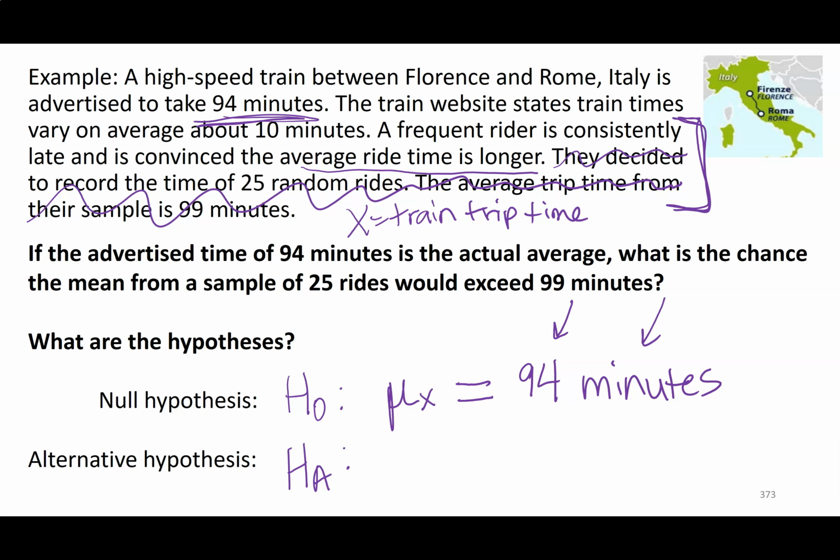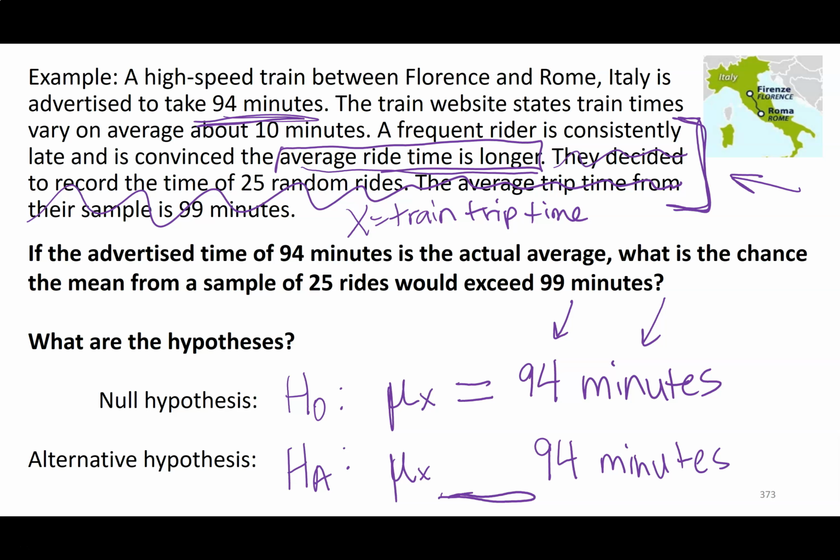For the alternative, it's going to look almost identical. You're still going to have mu, and you're still going to have 94 minutes. But the sign that goes between has to come from here. So here we have the frequent rider is consistently late and is convinced the average ride is longer. That's what we want to look for. So if it's longer, that means the average trip time is going to be higher than 94 minutes. So that is my alternative hypothesis. So by default, we're going to assume they're correct. It really is 94 minutes. The alternative is saying no, it's higher.